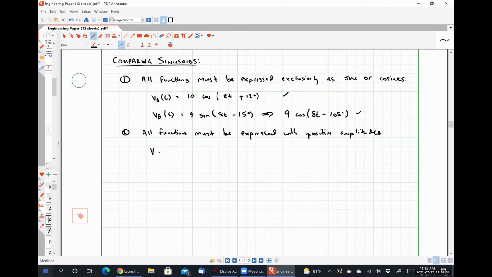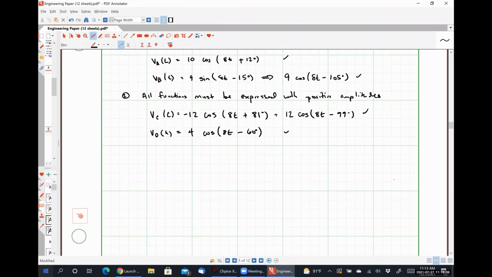So if I had VC of t was -12 cosine 8t plus 81 degrees, and VD of t was 4 cosine 8t minus 60 degrees, I would have to convert this guy to be 12 cosine 8t minus, let's see, 81 minus 180 is negative 99. And now they both have positive amplitudes, and I can make that comparison. Right, and these are just using the trig identities that we've talked about previously.